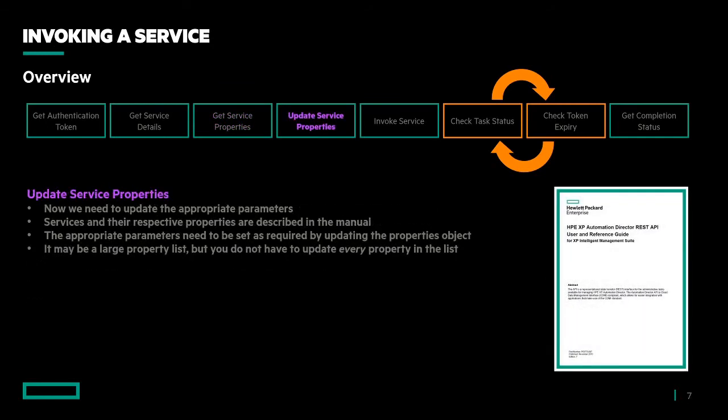Depending on the nature of the service to be invoked, the JSON object can be quite large. However, not all of the properties need to be updated. The quickest way to understand which of the properties are mandatory to invoke any given service is to use the Automation Director web interface and submit a service manually. As you step through the workflow, you will be able to make a note of which properties must be supplied by the user invoking the service. The Automation Director REST API User and Reference Guide provides details of every parameter for every pre-supplied service.